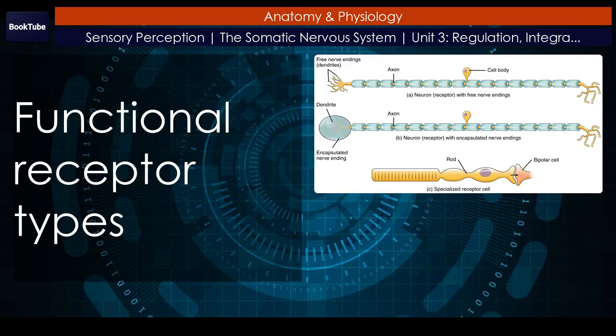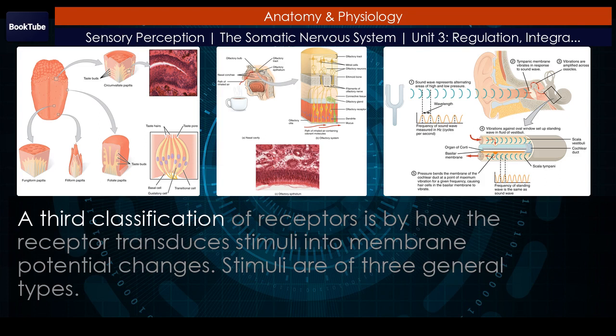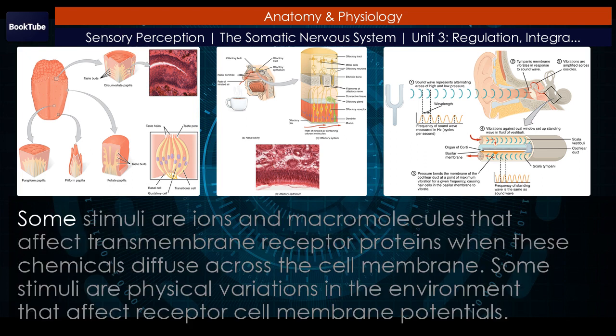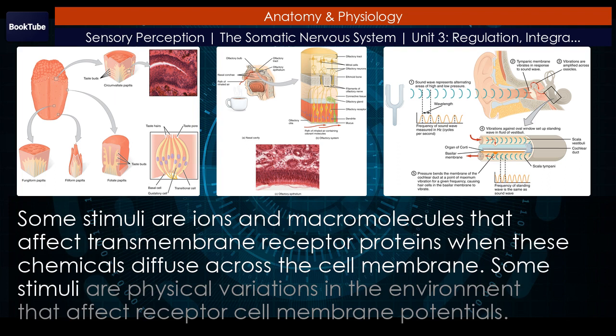Functional receptor types. A third classification of receptors is by how the receptor transduces stimuli into membrane potential changes. Stimuli are of three general types: Some stimuli are ions and macromolecules that affect transmembrane receptor proteins when these chemicals diffuse across the cell membrane. Some stimuli are physical variations in the environment that affect receptor cell membrane potentials.